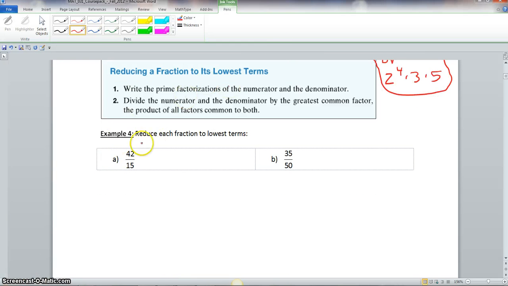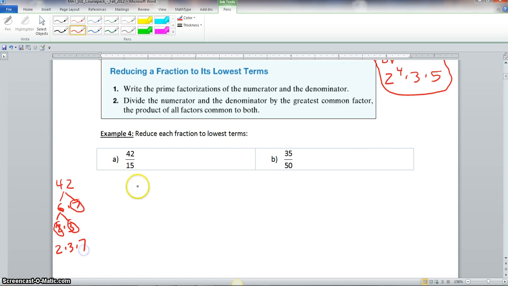Okay, now we start with example 4. It says reduce each fraction to lowest terms. So first thing that we need to do is to break the numerator and denominator down to its prime factorization. So we would take the number 42, and 42 breaks down to 6 times 7. 7 is prime, so we circle that. And 6 breaks down to 2 times 3. 2 is prime, and 3 is also prime. So our prime factorization of 42 is 2 times 3 times 7.